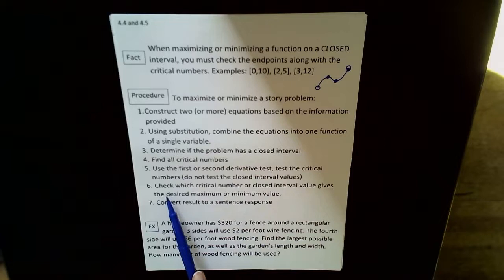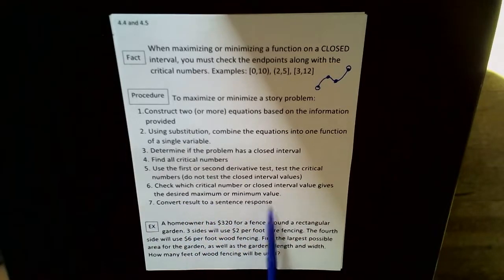From there, we will check which critical number or closed interval value gives the desired absolute maximum or minimum value. And from there, we will finally convert the result to a sentence response. So we'll actually answer the story problem that was asked.